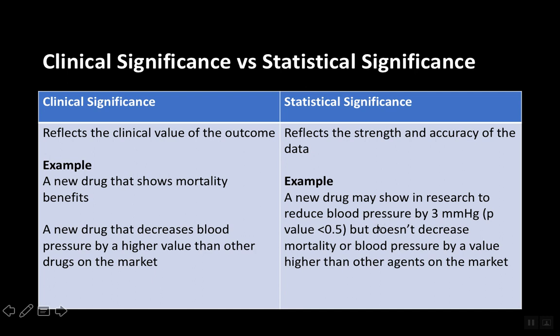So yeah, it reduces your blood pressure by 3. Okay, the p-value just told me that this is true. This is statistically significant, but it's not clinically significant. Why? Because, for example, it didn't decrease mortality, or it didn't reduce the blood pressure more than any other agents on the market. It actually did worse. So yeah, your p-value told me that your result is most likely true, but it didn't really impact our clinical practice. We're most likely not going to use this medication.